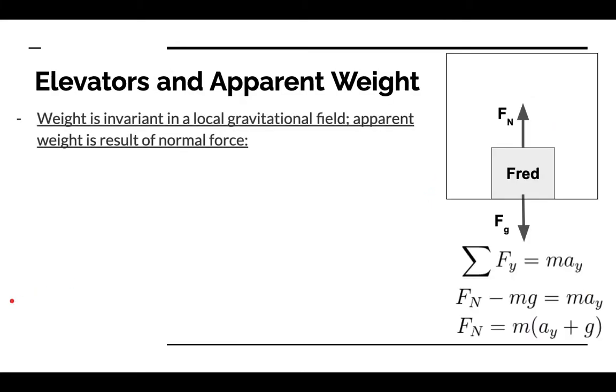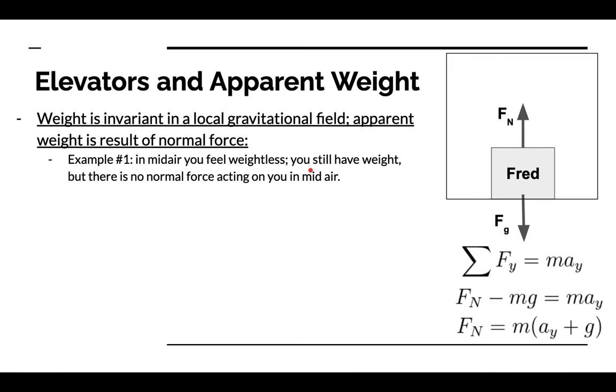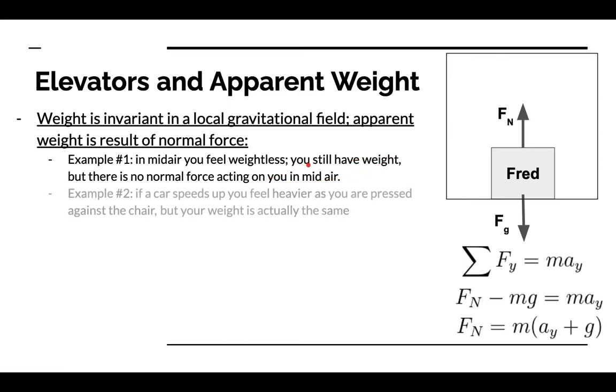Elevators and apparent weight. Weight is invariant in a local gravitational field. The apparent weight is a result of normal force, so the weight will always remain the same regardless of whether you're bouncing up and down on a trampoline or you're standing on the ground. The apparent weight is what changes when you're on a trampoline. Example 1: in midair you feel weightless. You still have weight, but there's no normal force acting on you midair to give you that sensation of weight.